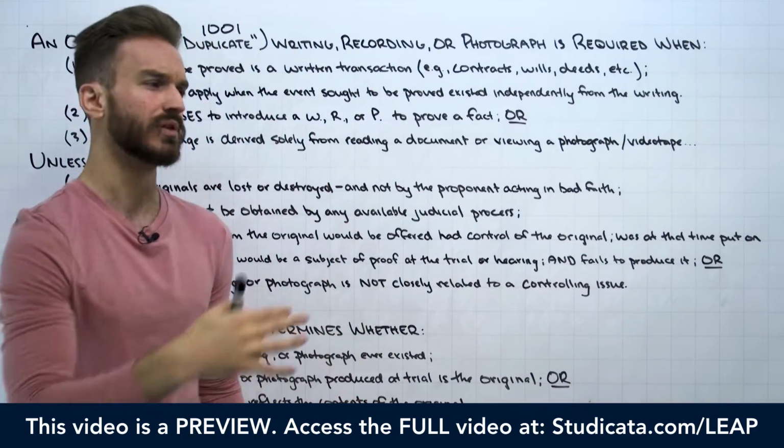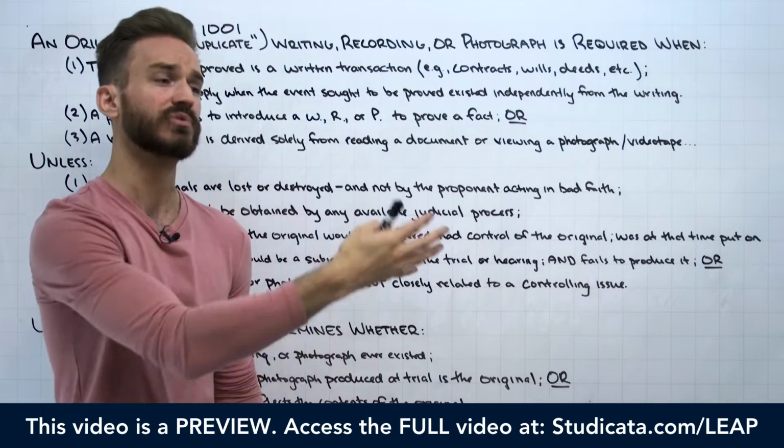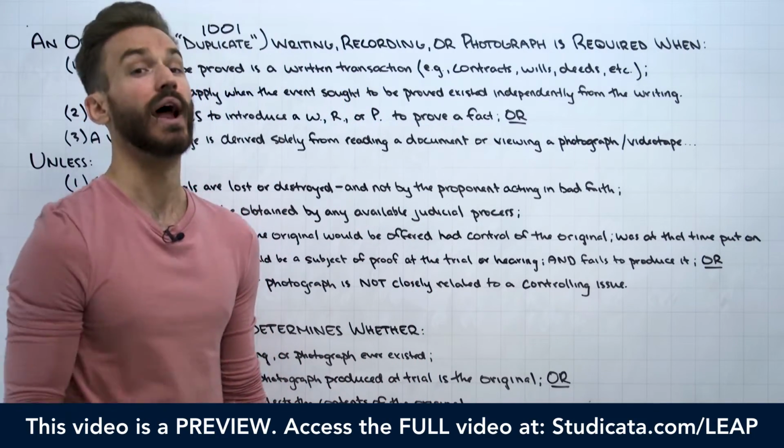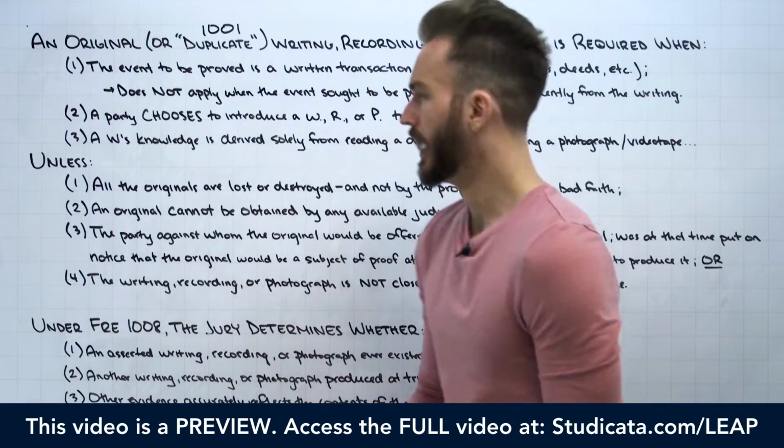So we do need the original document for contracts, wills, deeds, written transactions. But if we just have some record of something that was made, that happened to be made at the same time some event happens, right? That does not trigger the best evidence rule, okay?